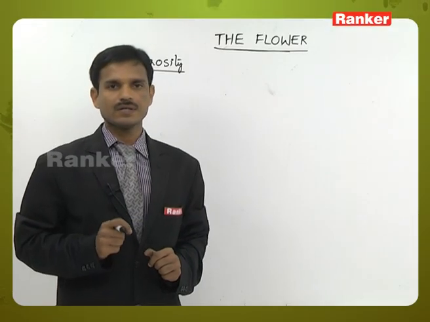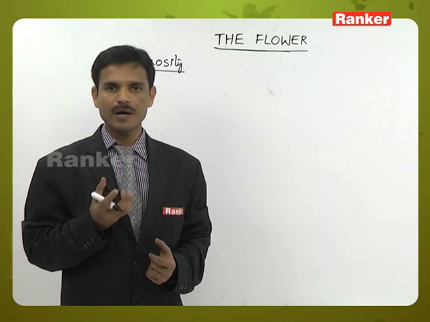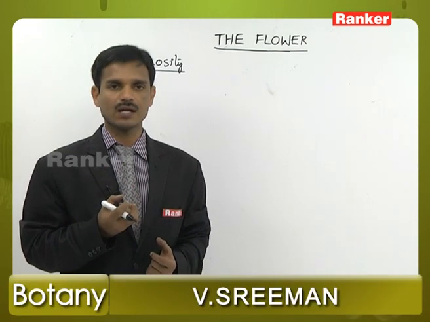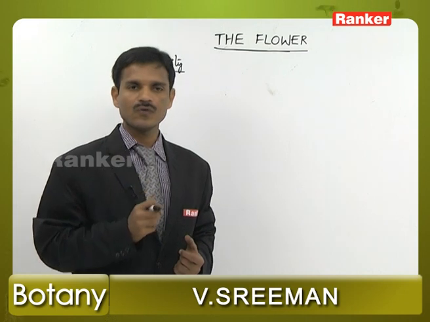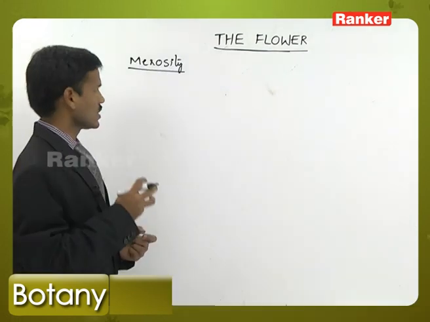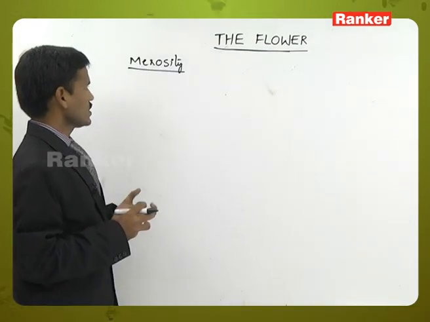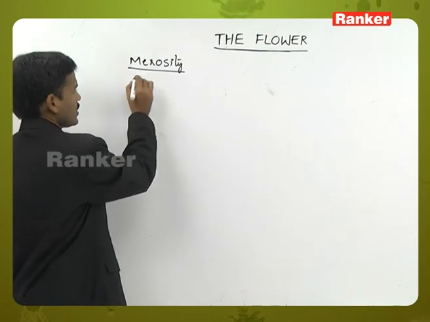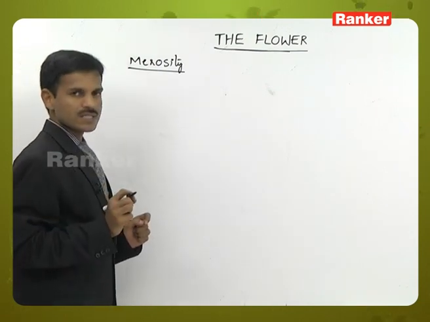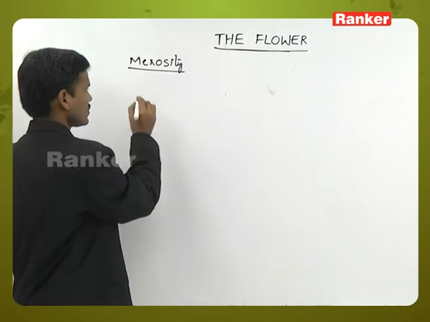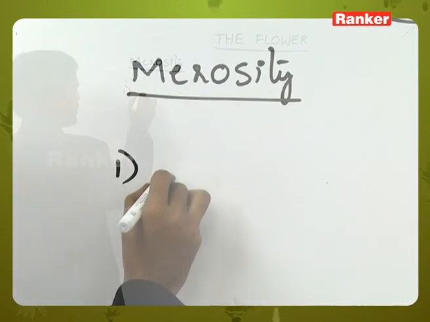Merosity. Merosity is how many parts are present in each whorl, so the number of floral leaves in each whorl. Here, merosity is based on the number of floral parts in each whorl. So different types of flowers are there.